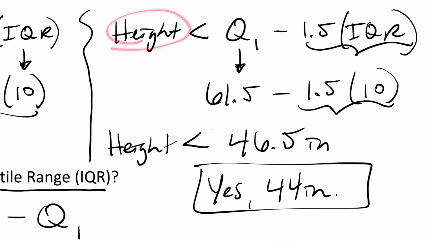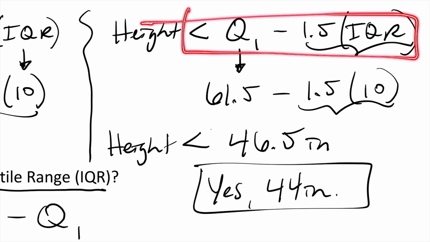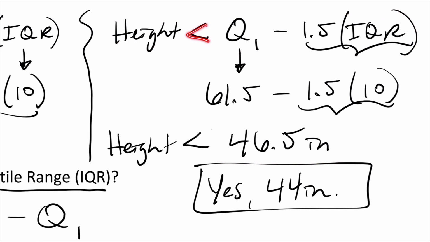It might not be height. Like on the next one you guys are going to do, we don't talk about heights. I think it's home runs. This one here is talking about heights. So is height less than Q1 minus 1.5 times the IQR?